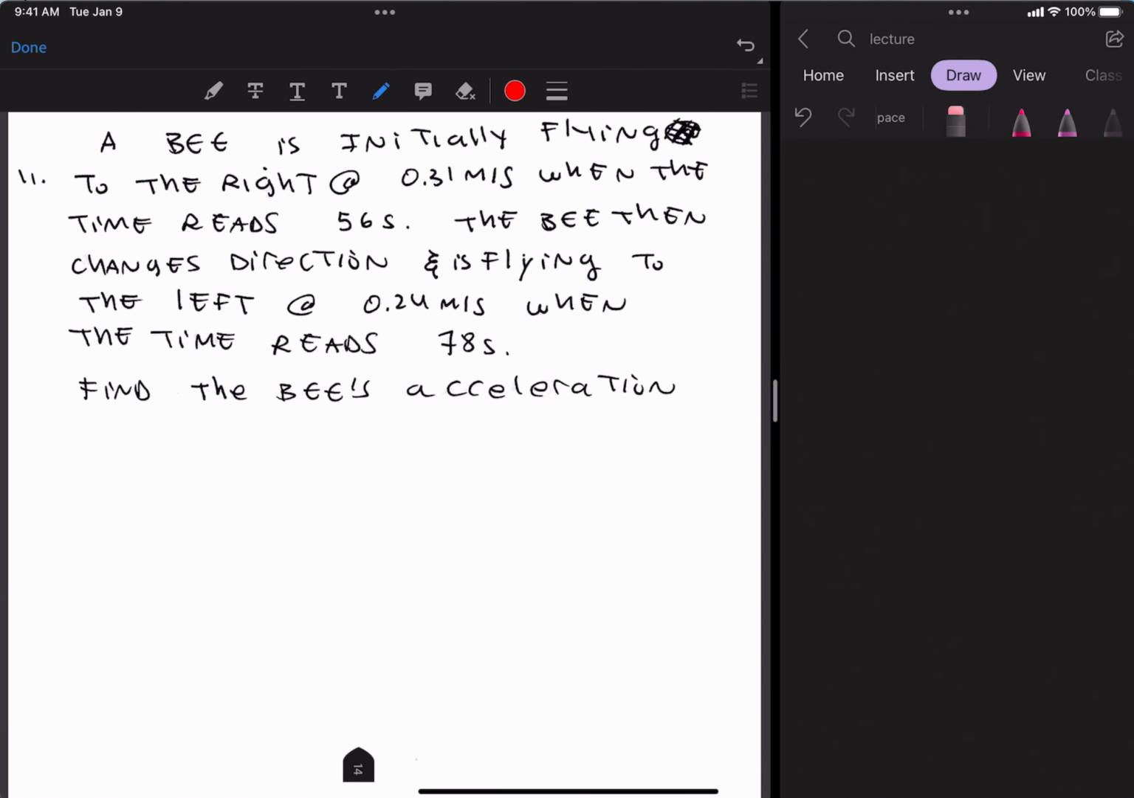The next problem says the bee is initially flying to the right at 0.31 meters per second when the time reads 56 seconds. The bee then changes direction and is flying to the left at 0.24 meters per second when the time reads 78 seconds. Find the bee's acceleration. So pause, try to solve this word problem, and when you're ready, unpause.